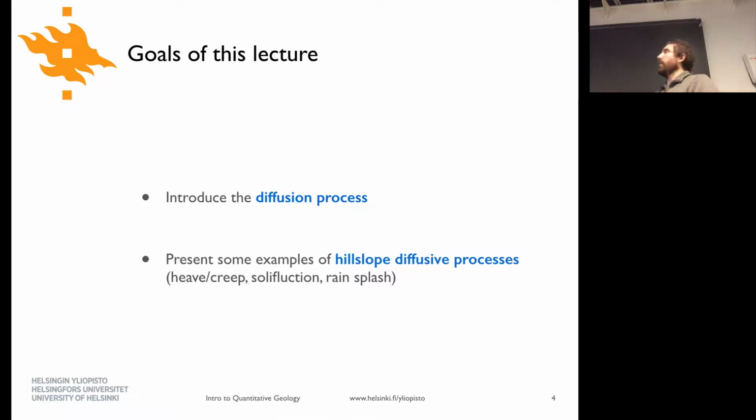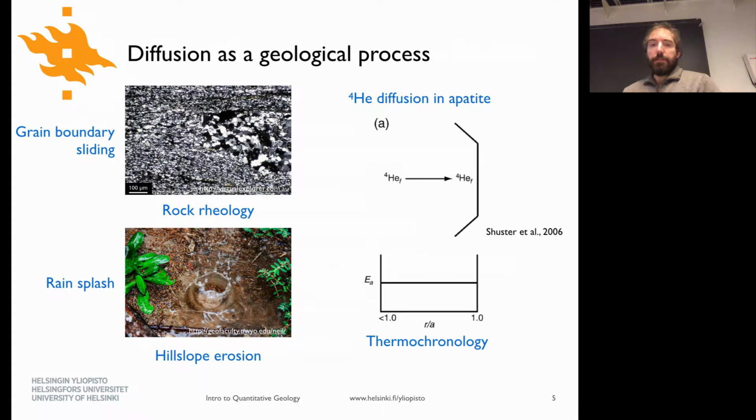Essentially there are 2 things that I'm going to try to do here with some introductory slides. First is just to introduce the diffusion process in general, and then to give some examples of different erosional processes that can be simulated as a diffusion process, and that would be modeled using the diffusion equation. So there's a lot of different examples. Here are just 3 possibilities for diffusion as a geological process, and they relate to different kinds of things.